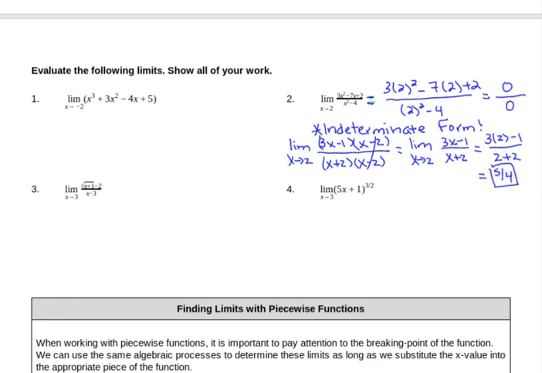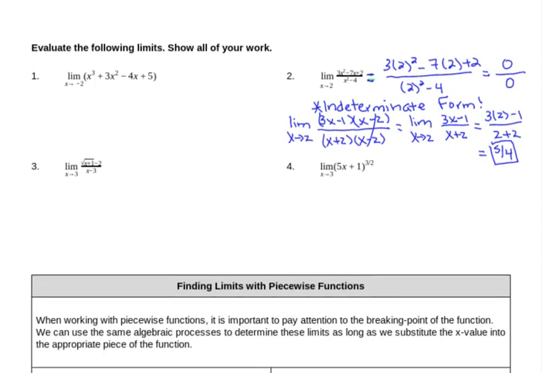So again, we tried that direct substitution and it didn't work, so we called it indeterminate form because that's what it is. And then we tried to factor and we were able to actually find the limit. Let's take a look at number 3.